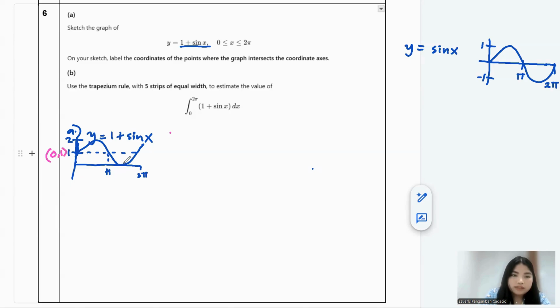And then the other one is here, which is the middle of pi and 2 pi, which will be 3 pi over 2. Now, if you cannot think of something like this, you can also use the substitution way, wherein when you are getting your intercepts, you're just going to make the other one 0, right? So what I'm going to do is just copy y is equal to 1 plus sin x. Okay, let's get first by making x 0.